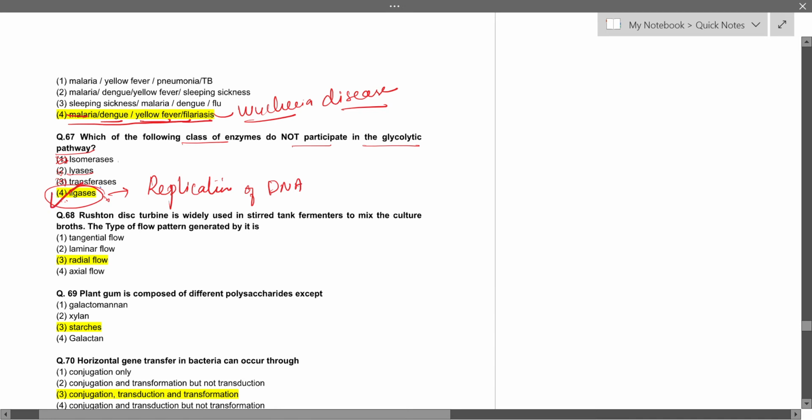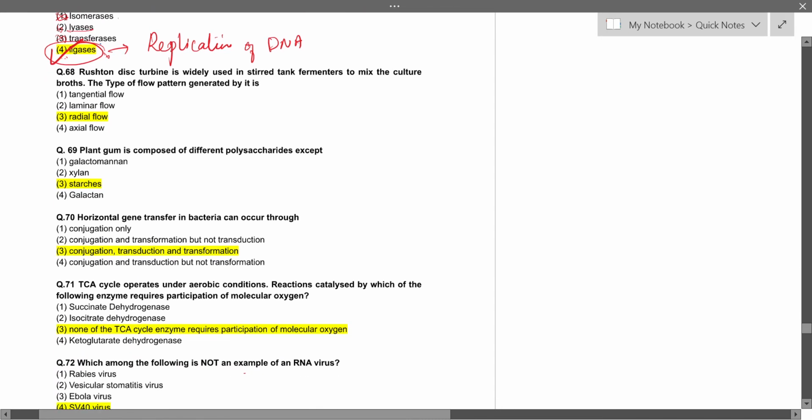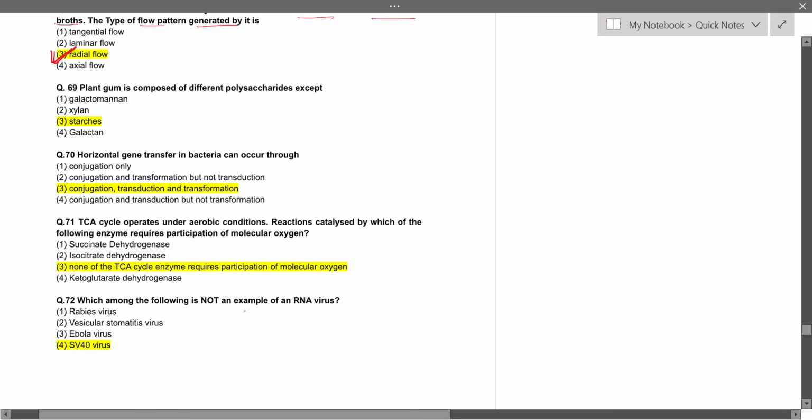Next is: Rushton disk turbine is widely used in stirred tank fermenters to mix the culture broths. The type of flow pattern generated is radial flow. So this is a conceptual question. Next is: plant gum is composed of different polysaccharides except. So plant gum contains galactomannan, xylan and galactan, but starch is a food reserve. It is not there in the gum, so starch is the correct option.